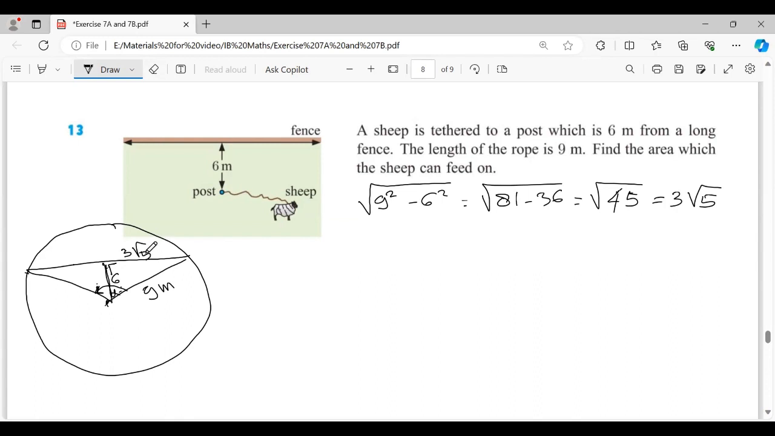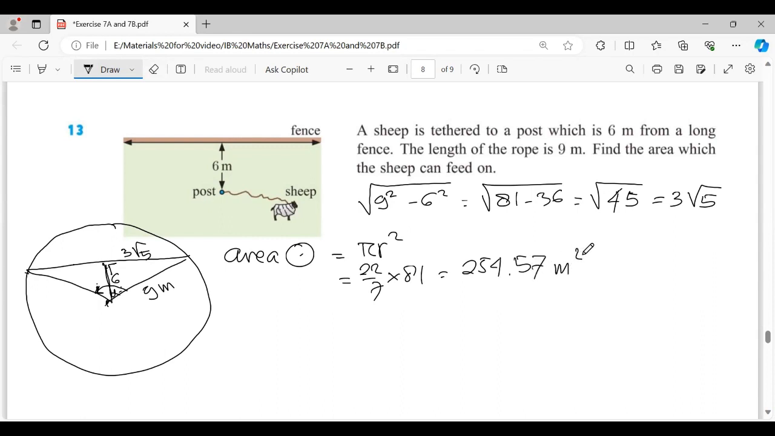All right. Area of the circle. Area of circle equals pi r squared. So it becomes pi times 81, because r equals 9. So the area equals 254.57 meters squared.